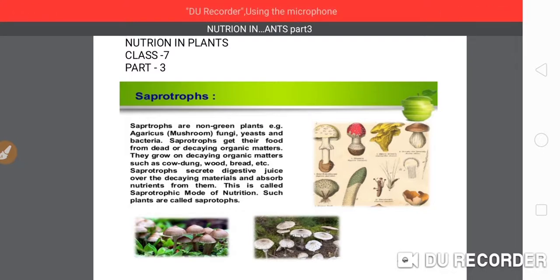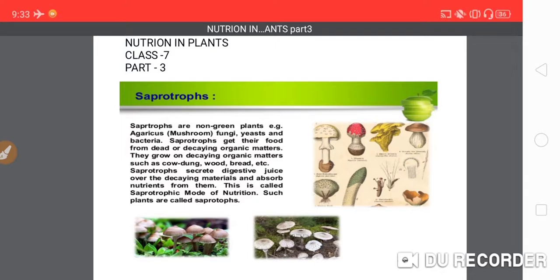In previous videos we have discussed the mode of nutrition in plants, that was the first part, and in the second part we have discussed the photosynthesis process in plants. Now in this video we are going to discuss saprotrophs and the saprotrophic mode of nutrition. Okay, so let's start. What are saprotrophs?